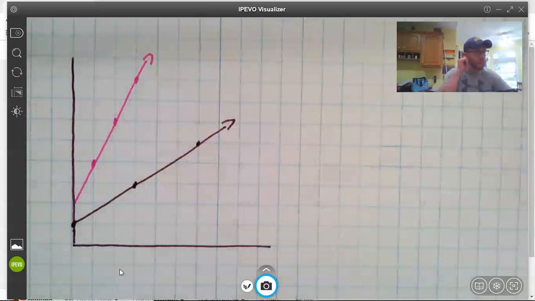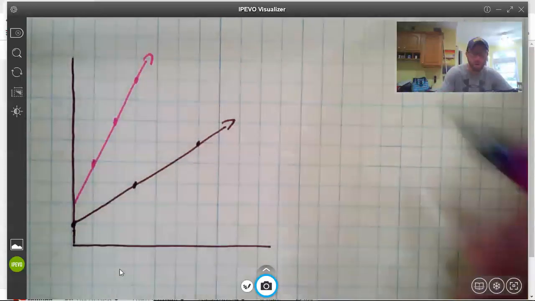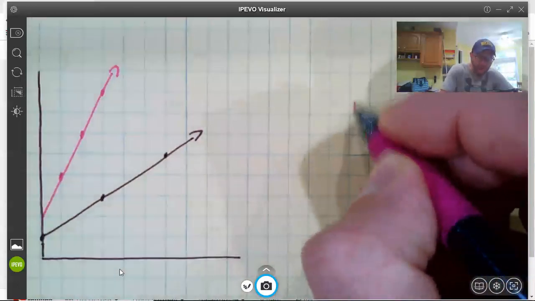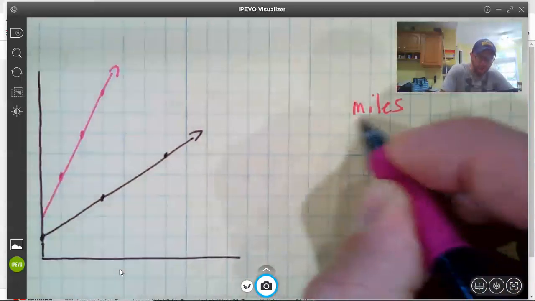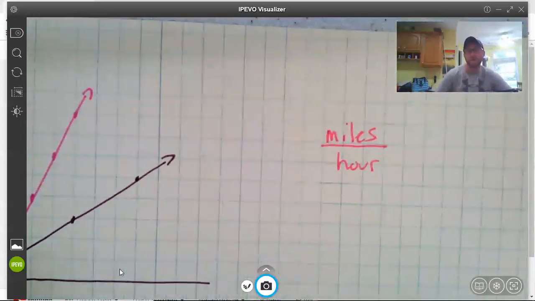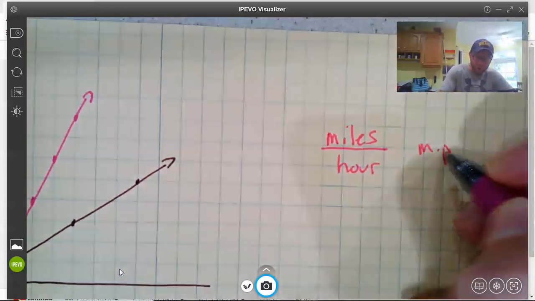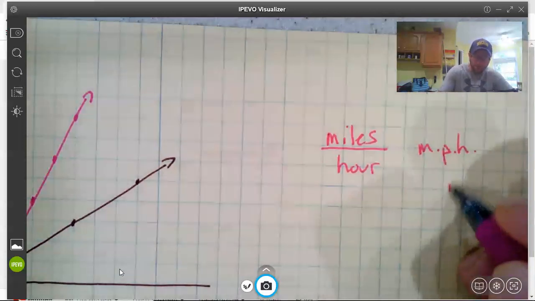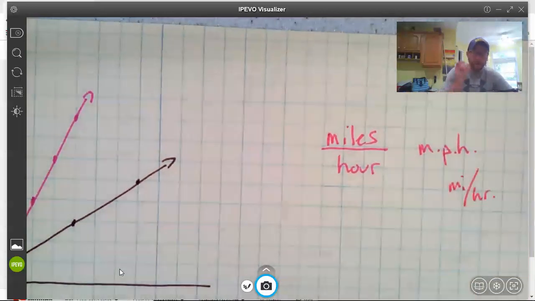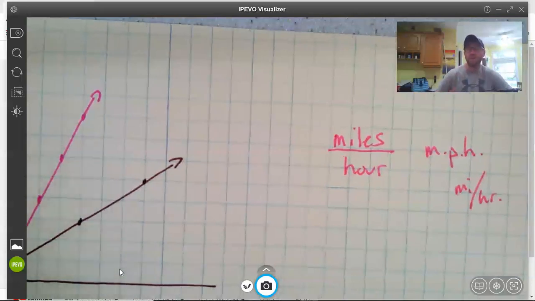Probably the easiest rate to think of is when we talk about a car. How fast is the car going? We would measure that in miles per hour, and we could calculate it as a fraction. We might write it like this, miles per hour. But it's just a relationship between the number of miles that you are traveling in the car and the amount of time that passes by.